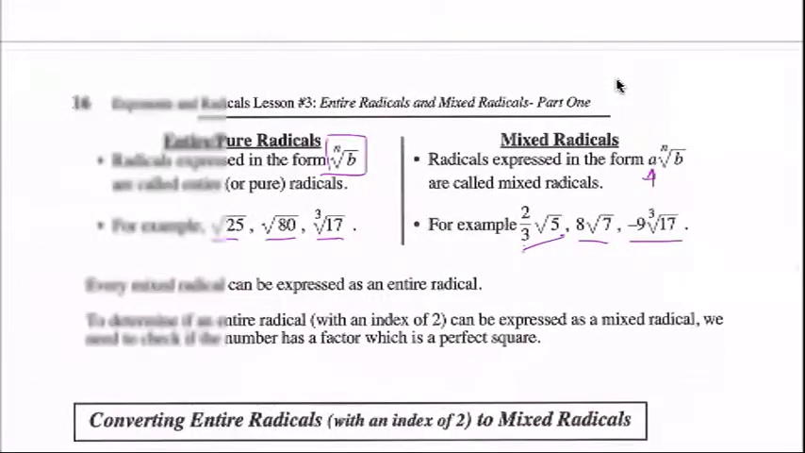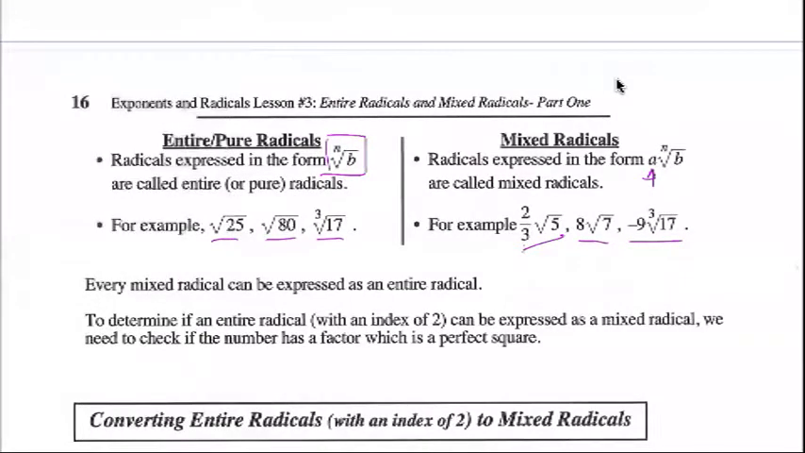Entire radicals only contain the radicand as the number and of course the index on the root. Every mixed radical can be expressed as an entire radical. So I could make these into an entire radical following a particular process.